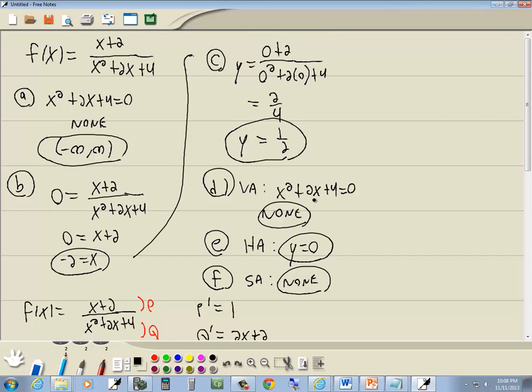Okay, so our domain we said was negative infinity to positive infinity. The x-intercept was x equals negative 2. Our y-intercept was y equals 1/2. Our VA, vertical asymptote, none. Our HA, horizontal asymptote, was y equals 0. Our slant asymptote is none.